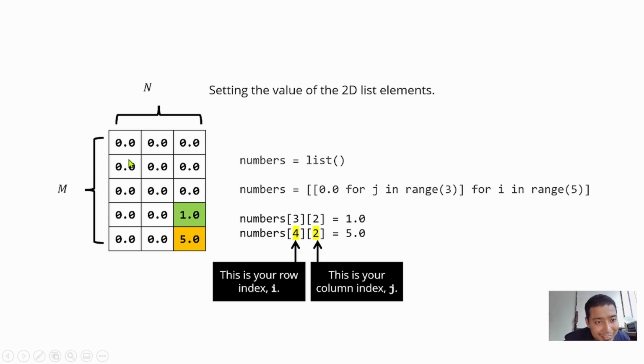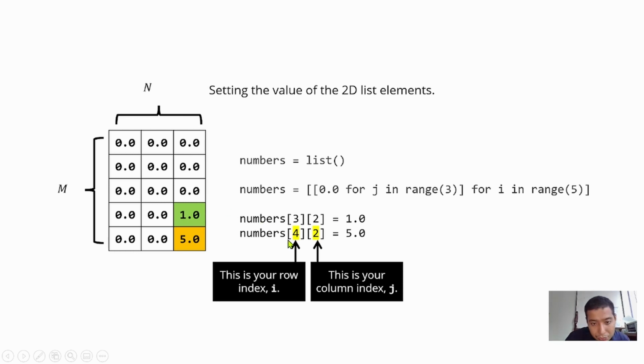So first you access the row. For example here I'm accessing 3. The first row is represented by using the index 0, so 0, 1, 2, 3. And then you access the element at position 2, so you begin from 0, 1, 2. So here the value of numbers[3][2] is 1.